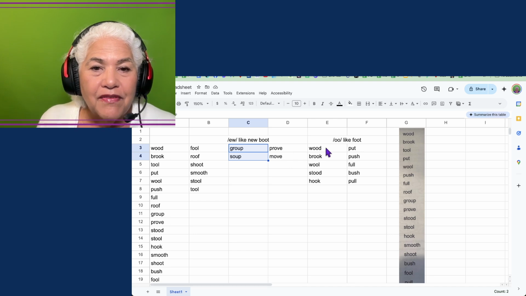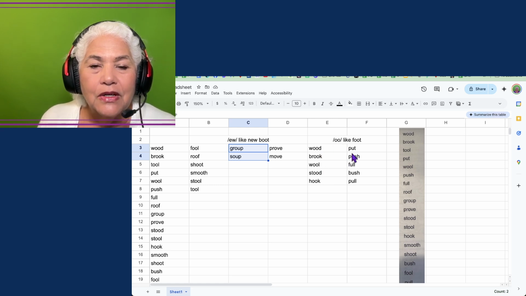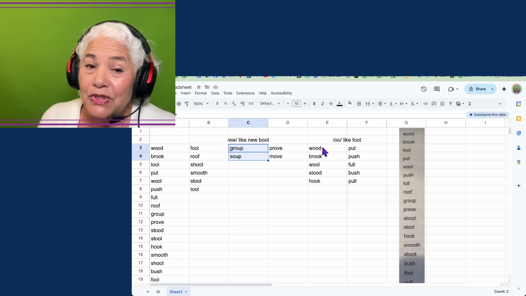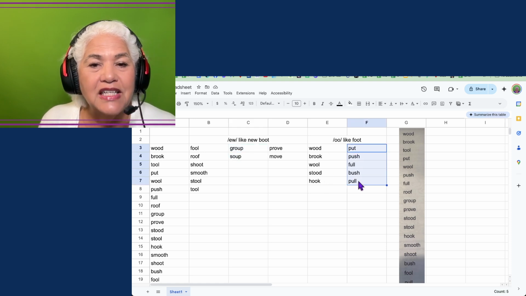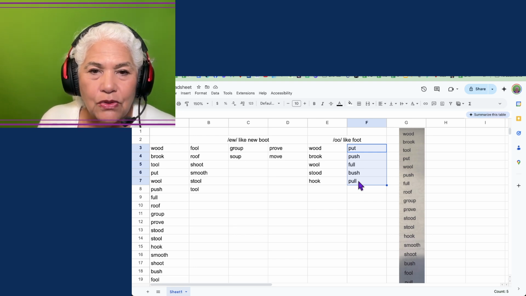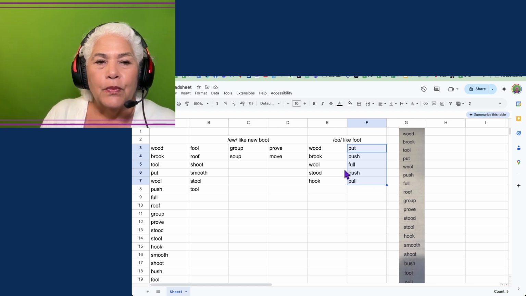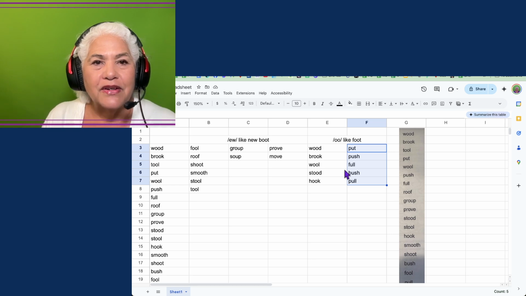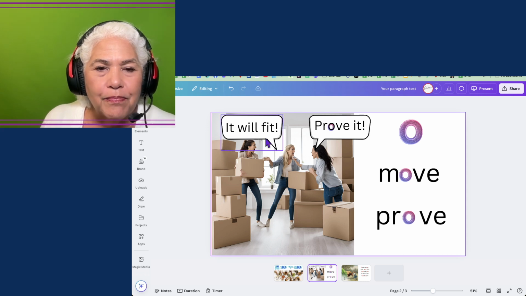Okay. But if you have the sound like in foot or wood or brook or wool or stood or hook or put or push or full. So the OO is the most common spelling for that sound. But in this list of words, we have these 5 words that are spelled with just a U. So how are we going to remember these things? So we talk about it, we separate it into the patterns, and then we think, how am I going to remember these? So I would put a picture.